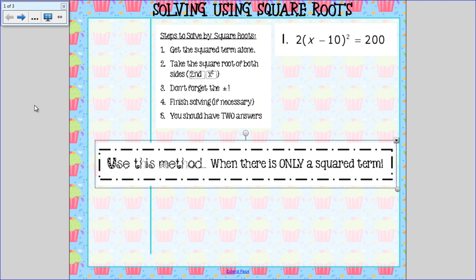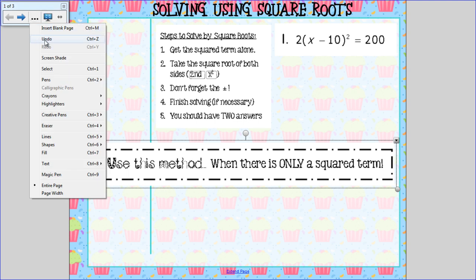This should be the second flap on your little purple and white foldable that we started last week or over the weekend. And so we're going to solve using square roots.